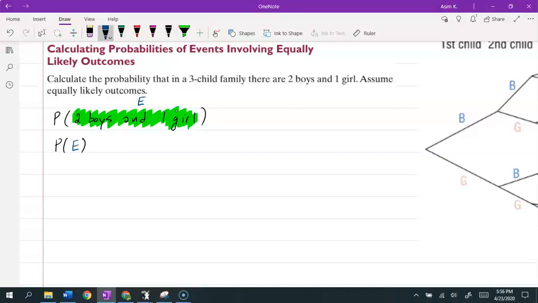All right, now it says assume equally likely outcomes. So it's equal chances of this couple having a boy or a girl, right? So half and half, inshallah.